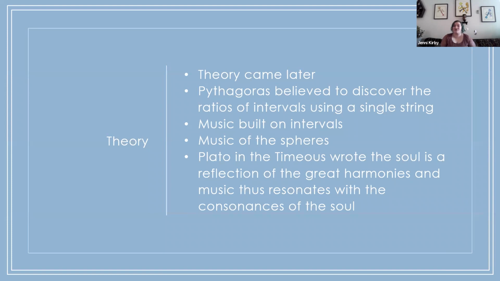And so our good friend Pythagoras, a squared plus b squared equals c squared, right? He not only studied mathematics, but also music. And he is believed to have discovered the ratios of intervals using a single string. If you take a single string and divide it in half, that new string is going to play an octave higher. And that's a 2-to-1 ratio. So he built the basics of the mathematics behind music, and music was then built on those types of intervals from the ratios.